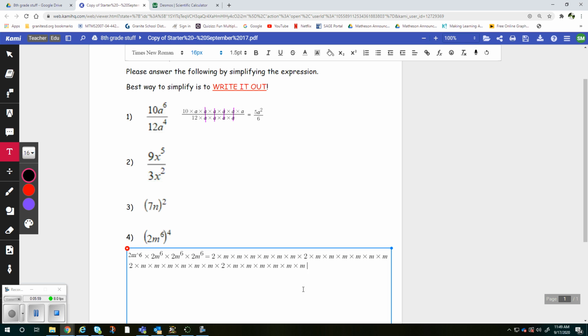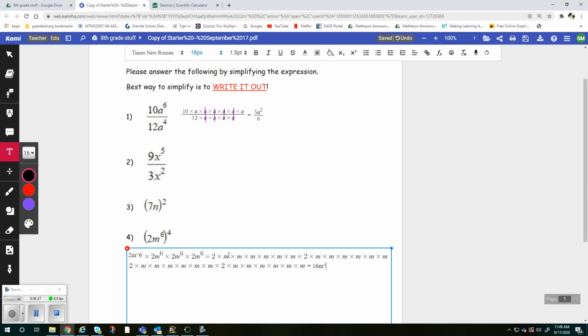I can just say that equals, and I'm going to do numbers first. 2 times 2 times 2 times 2, 4 of them. So 2 times 2, there's 2 of them, that's 4, times 2, the third one, that's 8, times 2, the fourth one, that's 16. So 16, and then I know that I have m, but the question is, how many of them do I have?